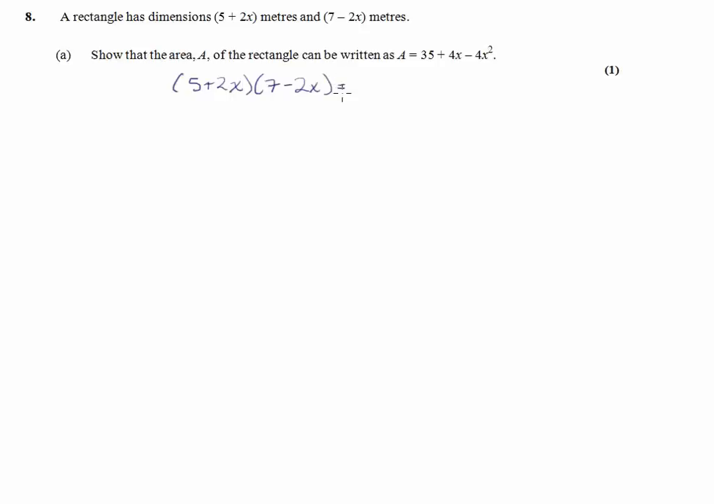We're working on the fact that area is length times width, multiplying the two dimensions. So this is kind of going back to FOIL, multiplying out the brackets, and then simplifying our work. That's the algebra that we need to do. It's a 1 point question, so they're thinking you should be able to do this fairly quickly and easily. We just have to simplify, and we have shown that the area is indeed what they say it is, 35 plus 4x minus 4x squared.